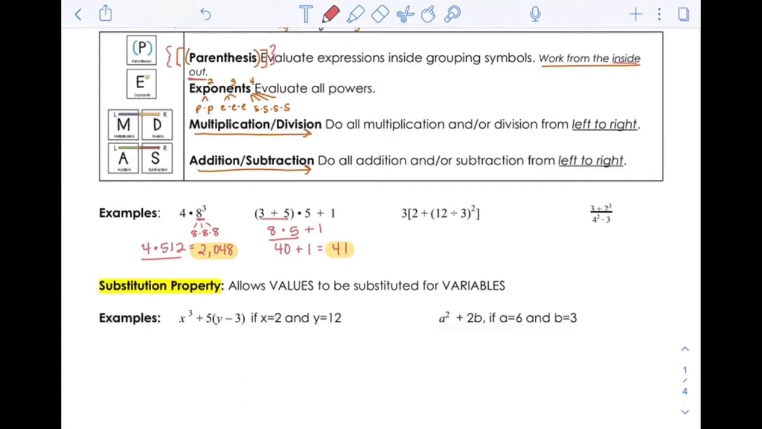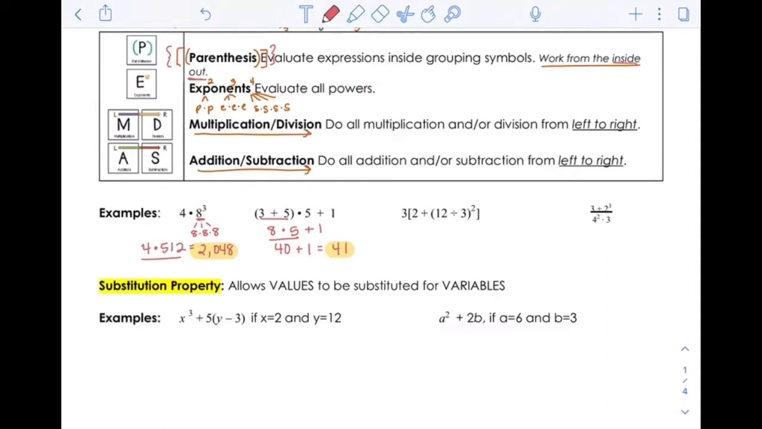This one is a bit more complicated. I'm going to practice reading it first. I have 3 times the quantity, because there are parentheses or brackets, 3 times the quantity of 2 plus the quantity 12 divided by 3, quantity squared. So this one is a little weird with all those parentheses. There's a lot of quantities going on, but basically there's multiplication, we're going to be using everything here. So we need to be very, very careful with order of operations.